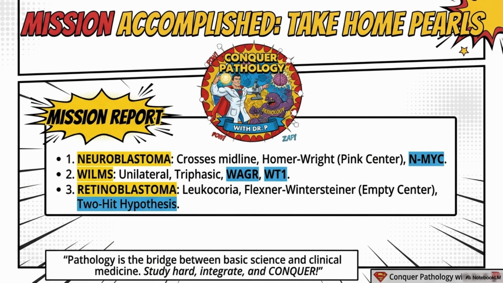Neuroblastoma: crosses midline, Homer-Wright rosettes, pink center, and MYC gene. Wilms tumor: does not cross midline, triphasic histology, WT1 gene. Retinoblastoma: leukocoria, Flexner-Wintersteiner rosettes, white center, RB gene, two-hit hypothesis.